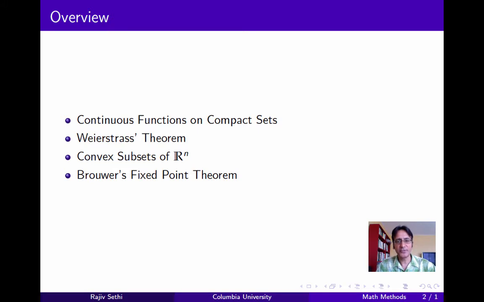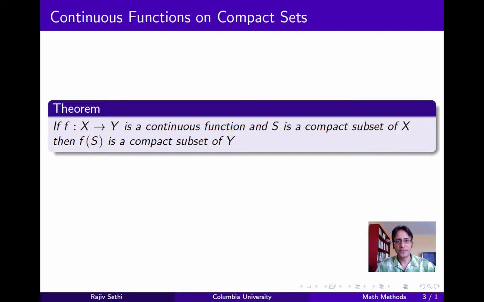And this theorem can be used to establish the existence of a market-clearing price vector in general equilibrium theory, which you will have encountered or will surely encounter in microeconomics. Now here's the first result we want to establish. Suppose that f is a continuous function and S is a compact subset of the domain, then the image of S is a compact subset of the codomain.